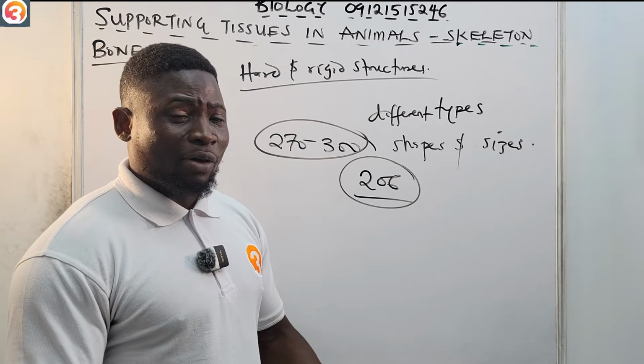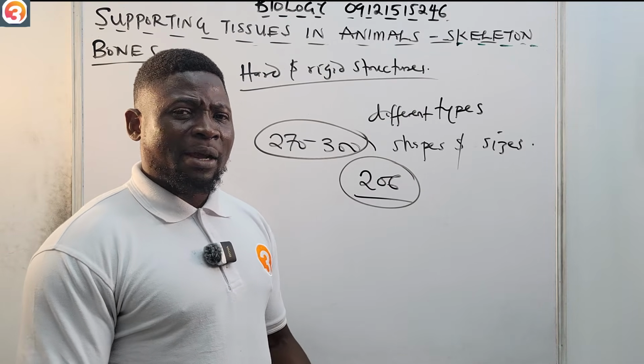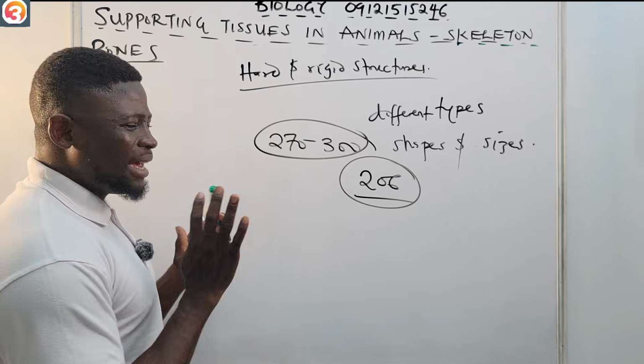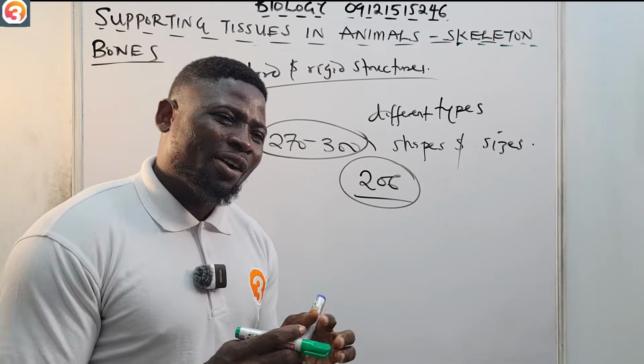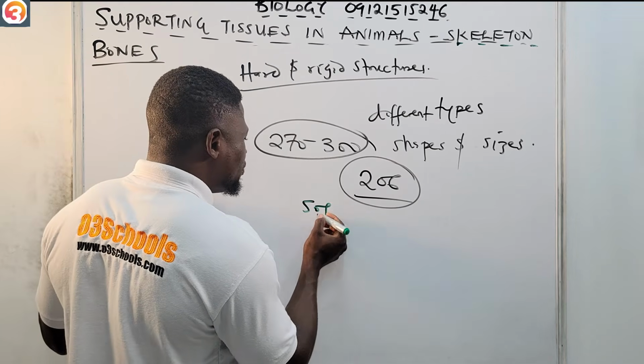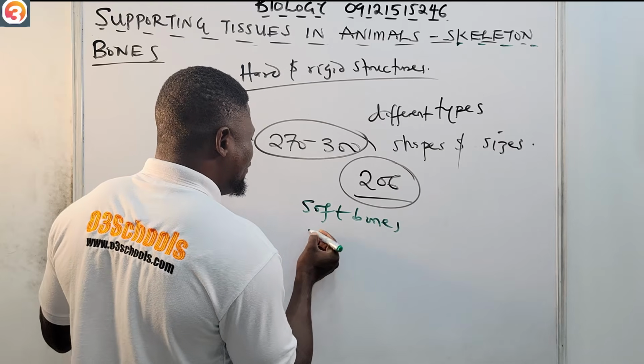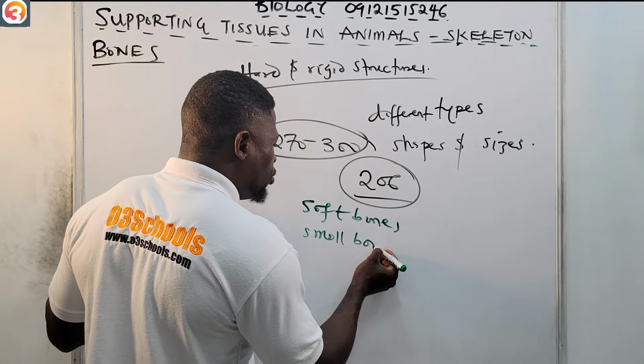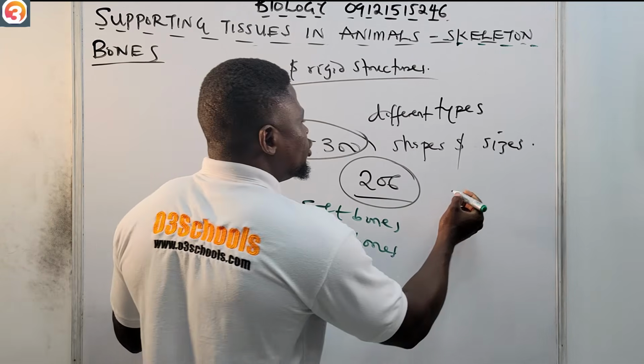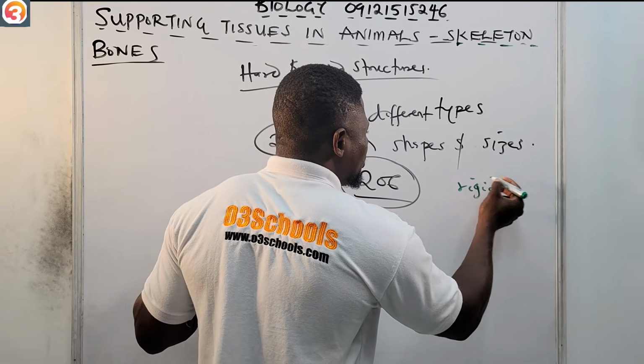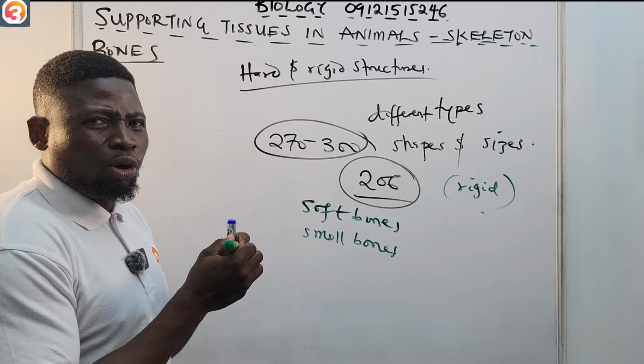We have fewer bones, we have grown taller, we have grown stronger. It is because at birth, a baby has very soft bones, very small bones. They have bones that are not rigid. They are not mature.